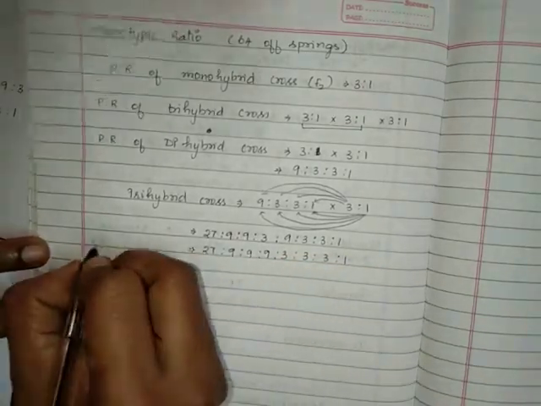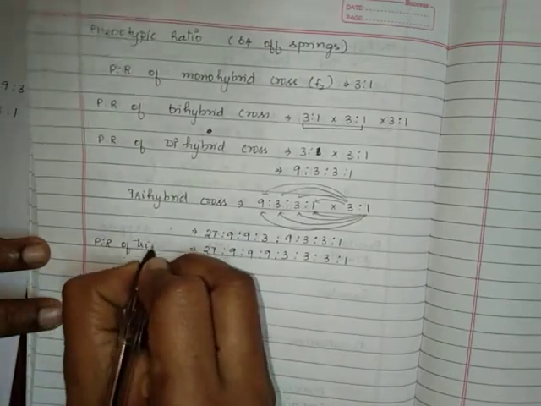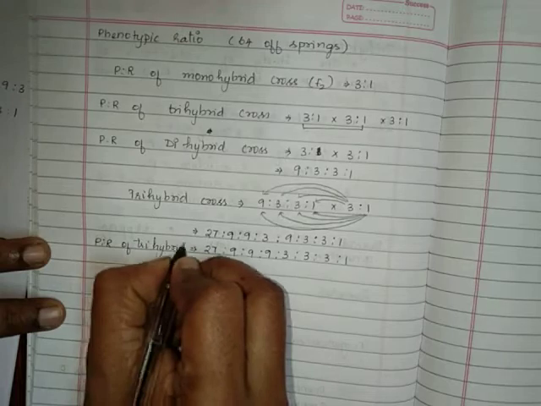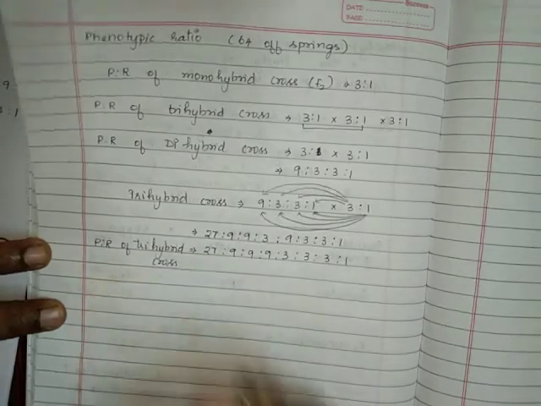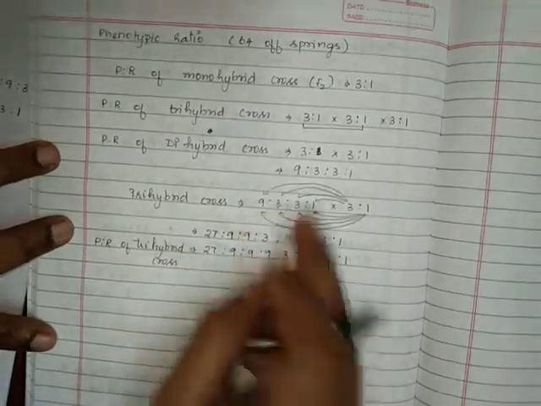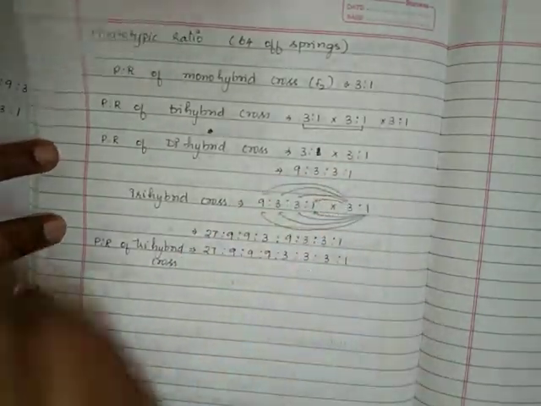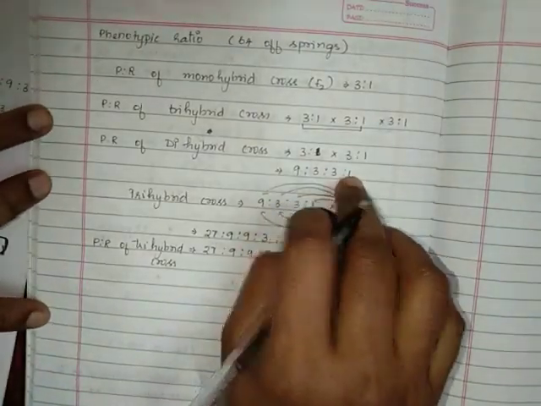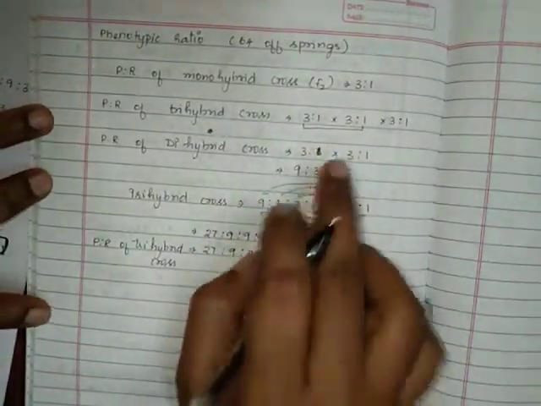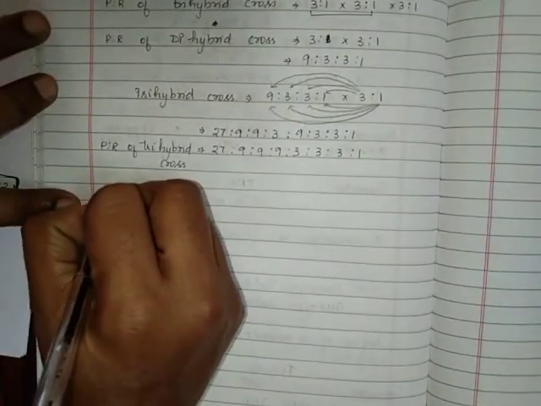So this is going to be the phenotypic ratio of trihybrid cross. So it is a simpler calculation. You can try it yourself. You would get 9:3:3:1 like this. Since we already know it, we did not do the calculation here, but if you calculate it the same way, you will get it. Similarly, we'll calculate the genotypic ratio.